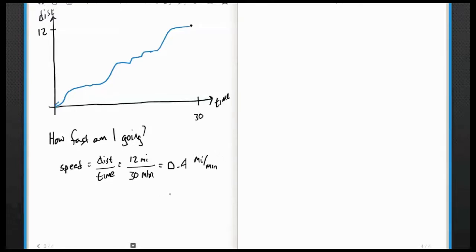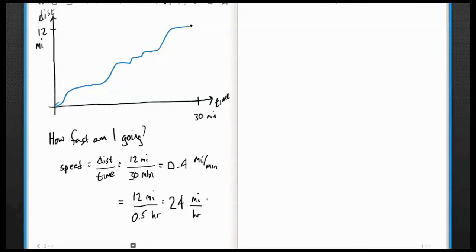We don't often talk about miles per minute. So I could also write this as 12 miles over 0.5 hours, right? Because 30 minutes is half an hour, and so that equals 12 divided by 0.5. Now that's more reasonable. 24 miles per hour, right?